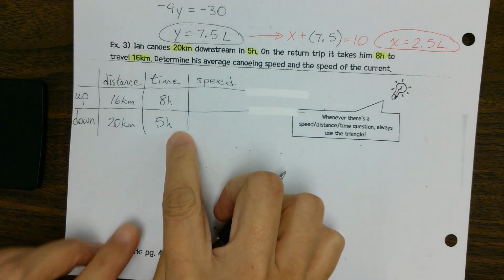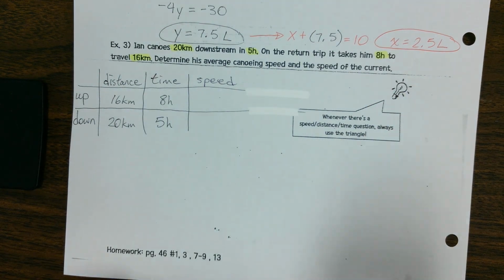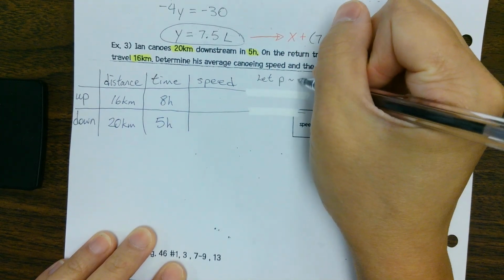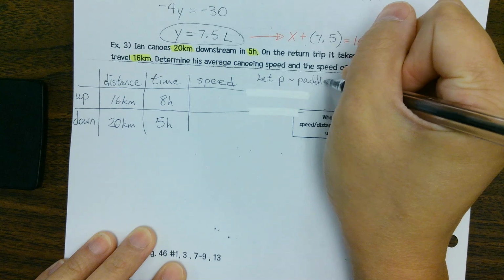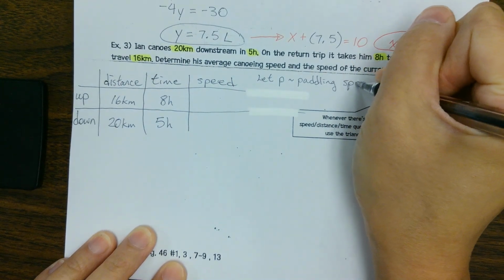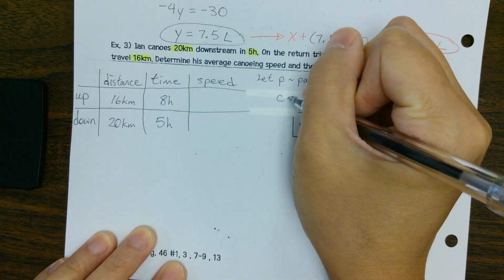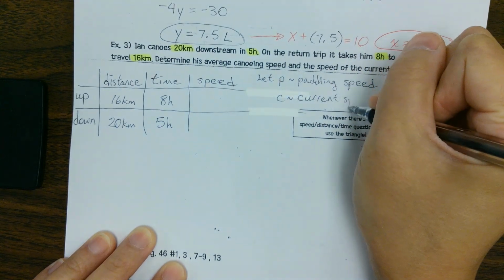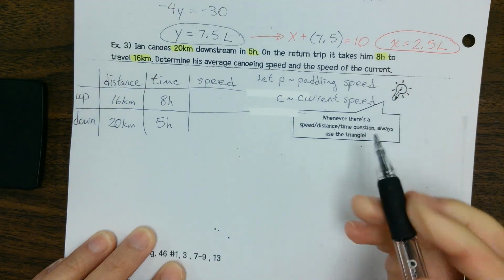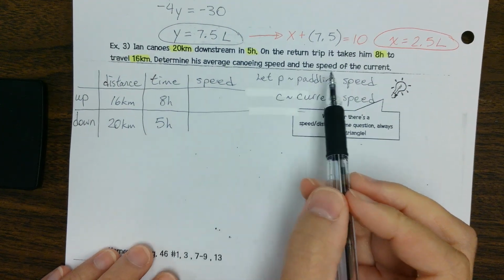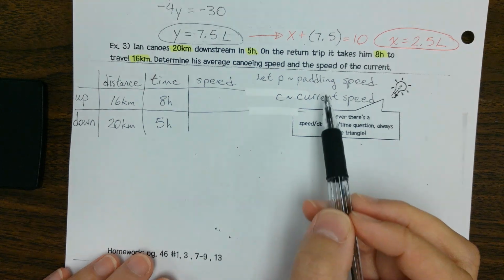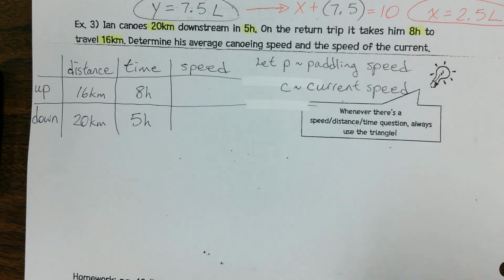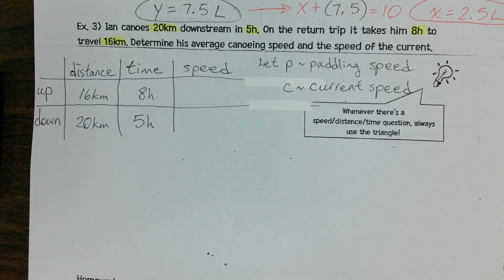Oh, my bad, I forgot the let statement. Let P represent paddling speed, and I'm going to let C represent the current speed. Instead of canoeing speed, I use P for paddling because I don't want two C's to make it confusing. So one is paddling speed and one is current speed.